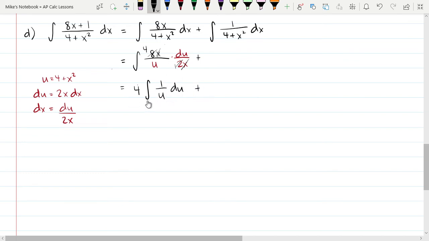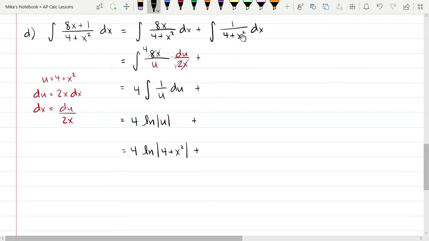And so now we can just integrate this using our 1 over u formula, which is just going to be 4 times the natural log of the absolute value of u. Now I don't need to put plus c, because remember, we're still going to get that plus c from doing the second integral anyway. And then finally, of course, we would have 4 times the natural log of the absolute value of 4 plus x squared. And just a side note, 4 plus x squared is always going to be positive, so we don't need the absolute value here, but I'm not going to make us worry about that at this moment.